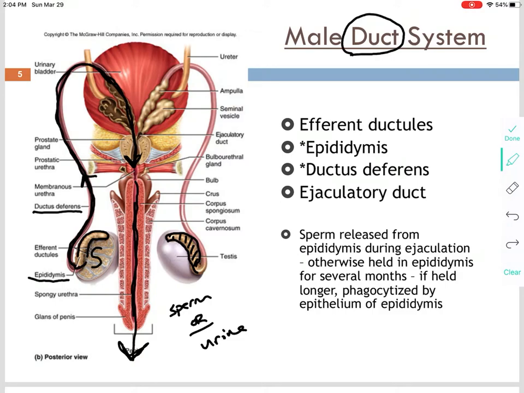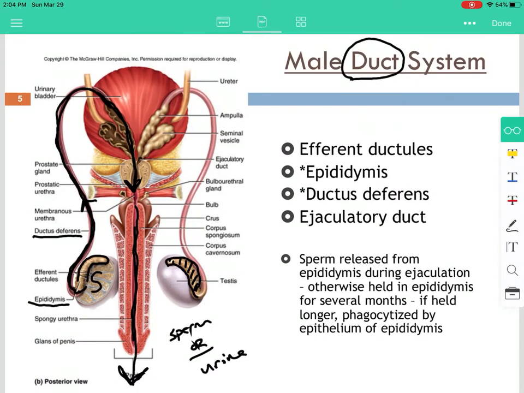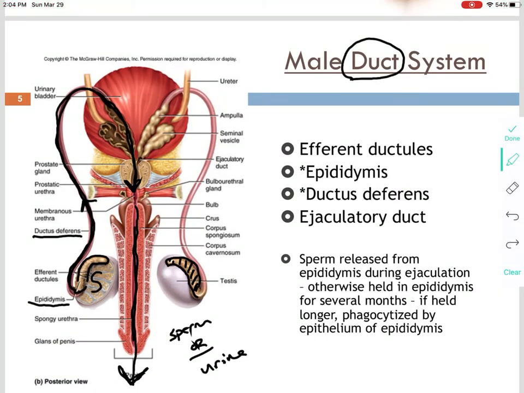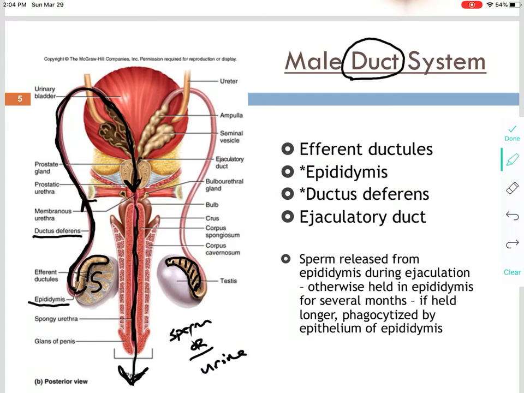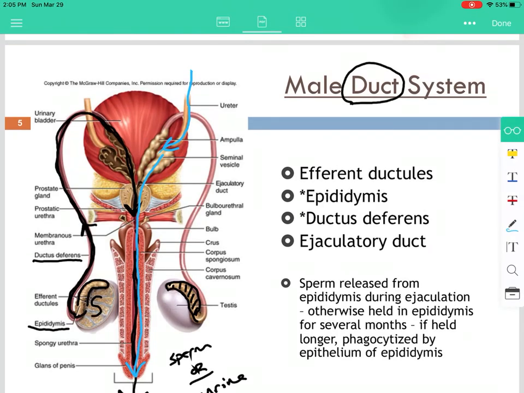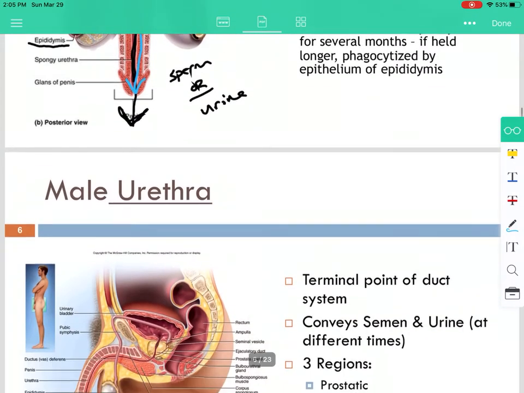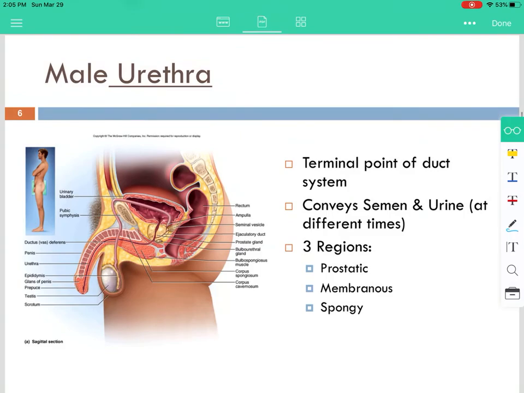During ejaculation, it will be sperm coming through via the passageway that we just talked about. But what if there's no ejaculation and instead the male simply wants to excrete urine? In that case, the urine, which is going to be coming from the kidneys down the ureter into the bladder, then that urine can come through the urethra as well. At different times, of course.